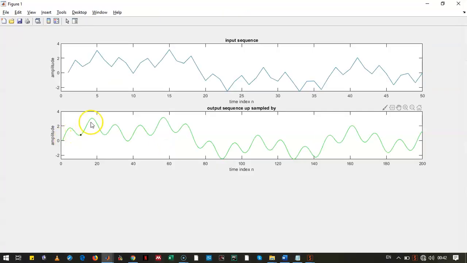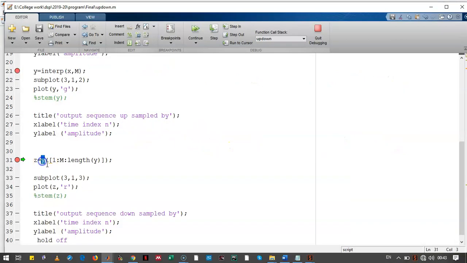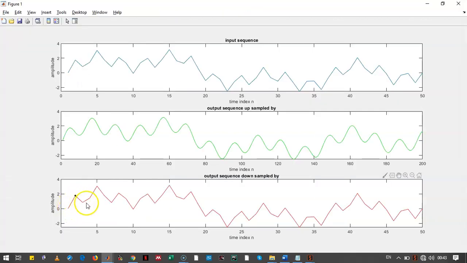You can see that we got a smooth signal. Then we have decimated Y. That means we have taken every M number of samples from Y and stored it into the Z. Let's see how it looks like. We can observe that the output signal looks similar to that of the input signal.